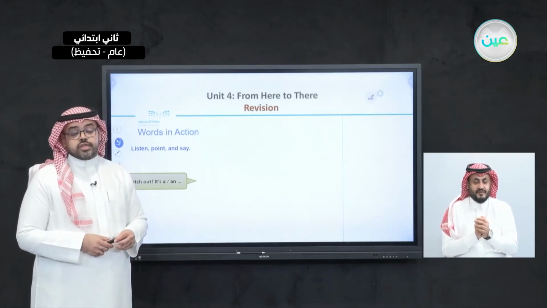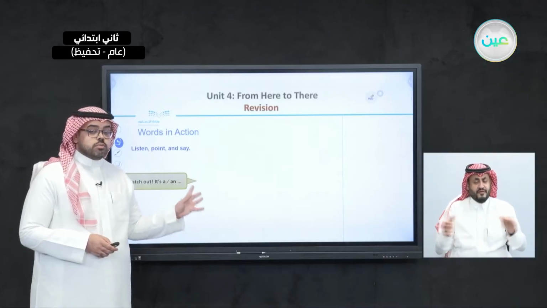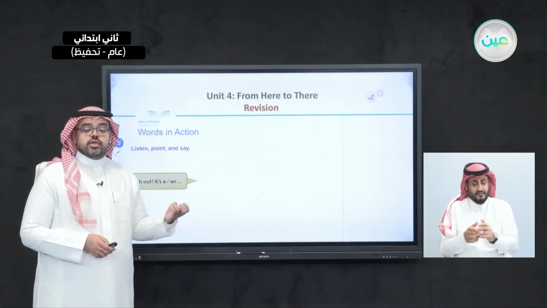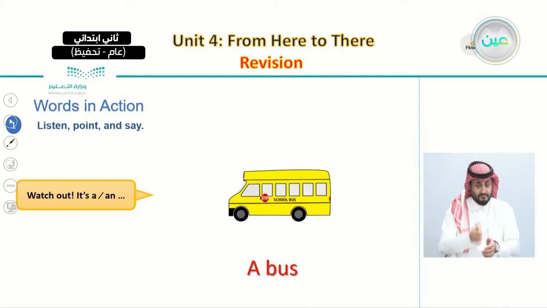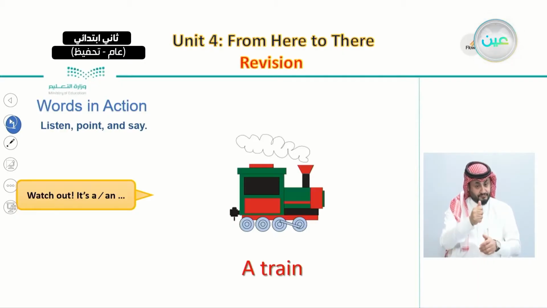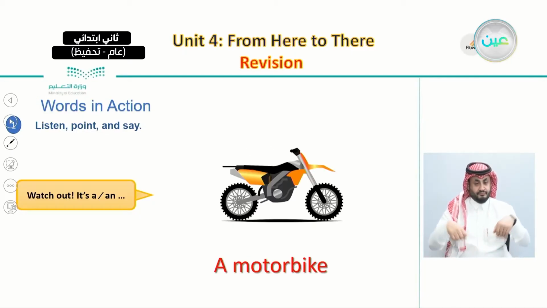Now, let's remind ourselves again of the different transportation means and the articles that we used for them. So, the first transportation mean we talked about is a truck. A truck. Say with me. A truck. The second one is a bus. A bus. Say with me. A bus. A school bus. And here we have a train. A train. Say with me. A train. This is a train. And a motorbike. This is a motorbike.